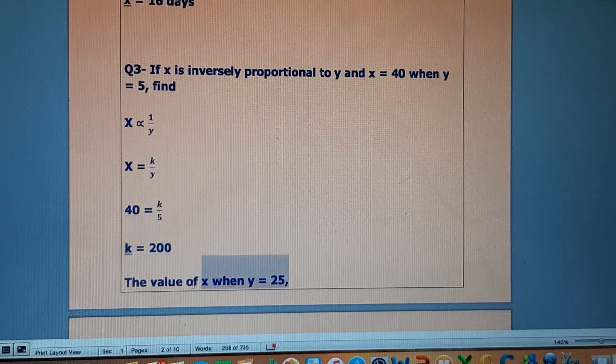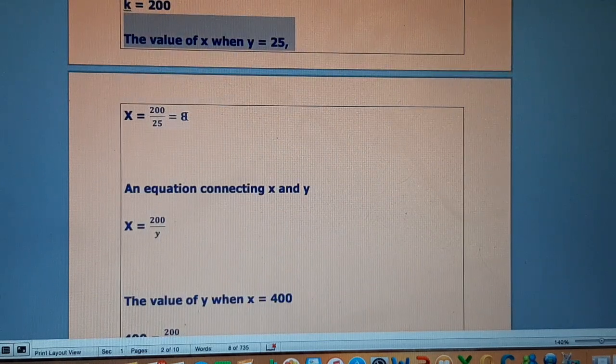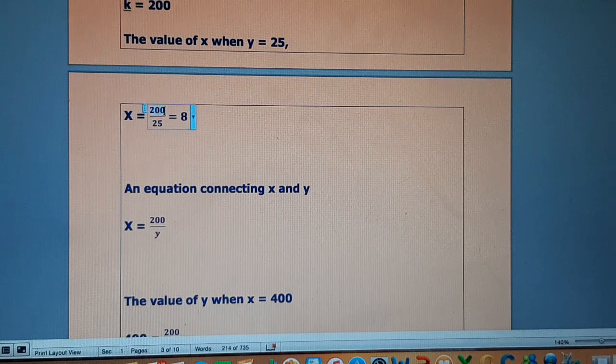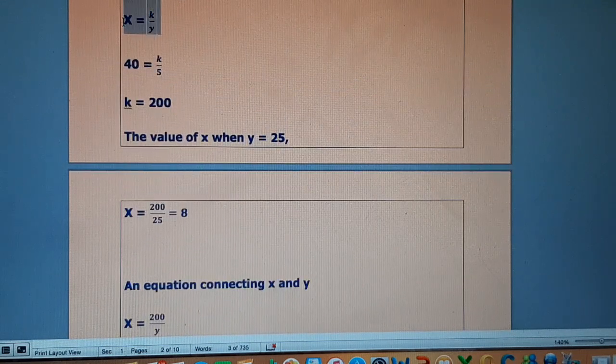Now you have to find the value of x when y is 25. So k is 200, and y is 25. Using the equation x is equal to k over y, x will be 200 over 25, so x will be 8.